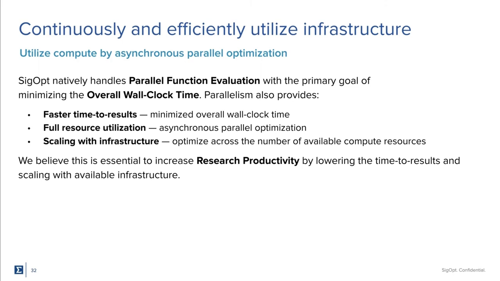So by optimizing multiple configurations in parallel, we can have faster time to results. We can leverage the cluster that you may have already invested in and scale with whatever infrastructure, both on-prem or in the cloud, that you may have. This is more about research productivity in terms of wall clock time to get to these results, which can allow for faster iteration.